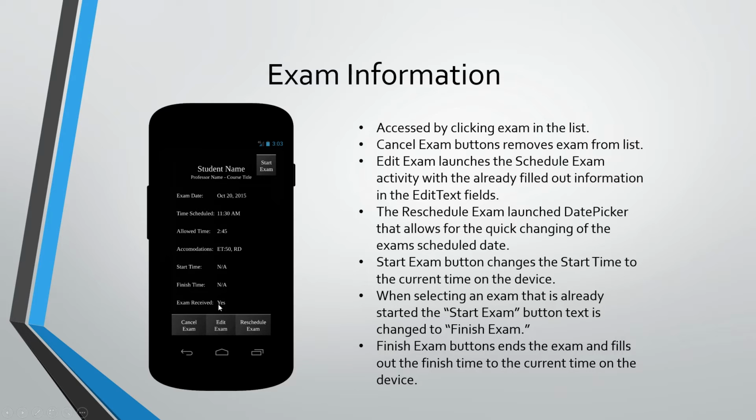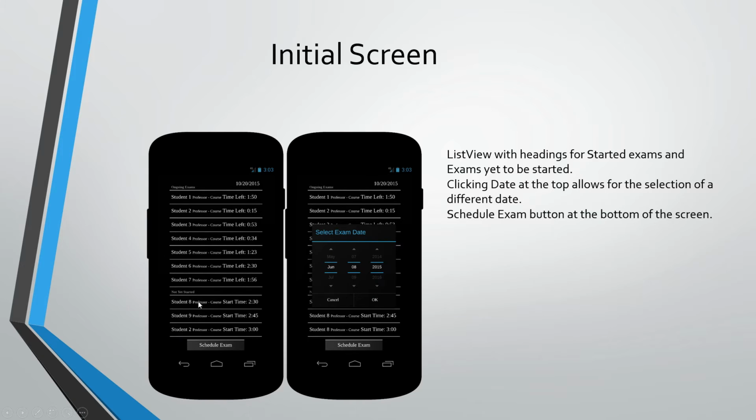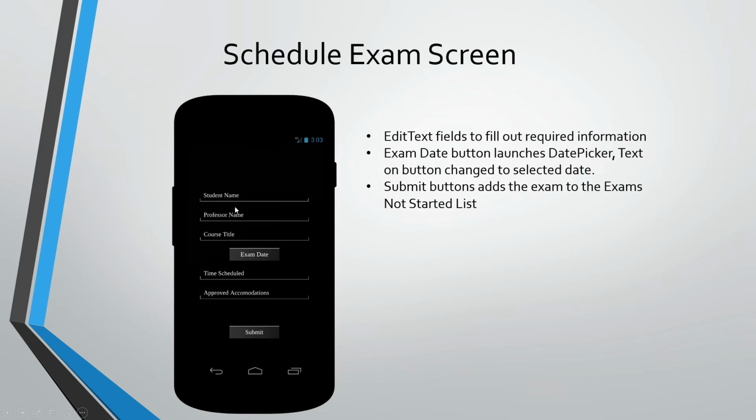And for this example, we have received the exam. So say I hadn't received this exam, you would edit the exam and then you would just change that to yes. And if I wanted to start the exam, you click Start Exam. It would take you back to this screen, and then the exam that you originally selected would be moved up to ongoing exams, and then the time left would start to tick down.